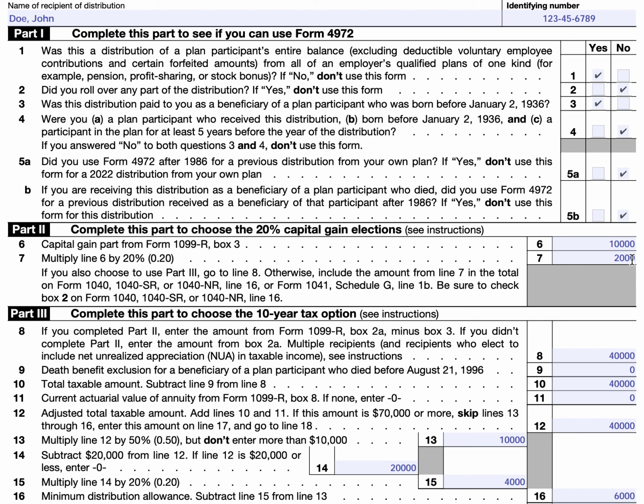So if you don't use part 3, this is going to be the number that you put in. You'll put it in the total on IRS Form 1040, 1040-SR, 1040-NR on line 16, or if you're filing Form 1041, you'll put it into line 1B of Schedule G. And then you'll also check box 2 on Form 1040, line 16.